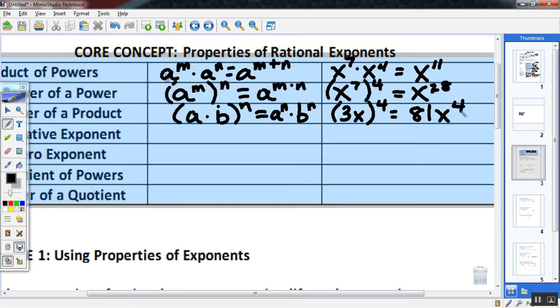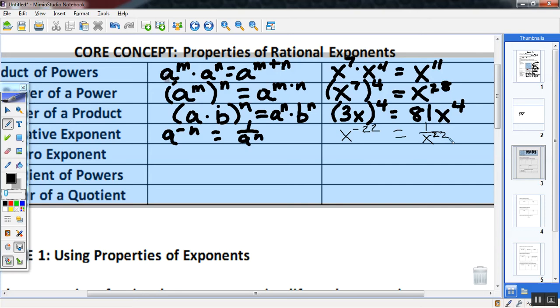Next one. What's that say? Negative exponent. We've talked about this. If I have a to the negative n, this is equal to 1 over what? If I have x to the negative 22, how would you write that with a positive exponent? 1 over x to the 22nd. Absolutely, 1 over x to the 22nd. I love it. You guys are good at this.